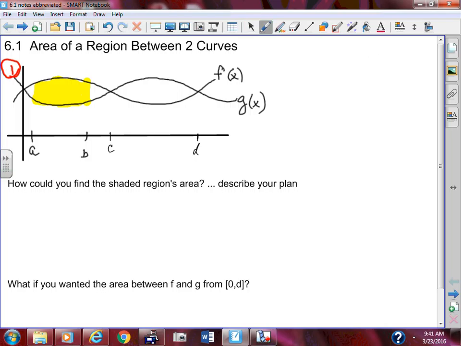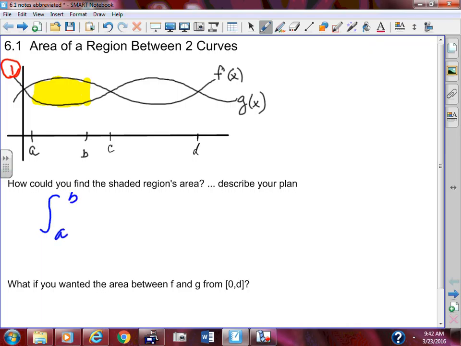So on this, when I want the shaded region, that's this yellow section right in here, I want to make sure that I set up an integral. Now the bounds for that integral tell me how far I want to go. What would the lower bound on this need to be? A. And then the upper bound.